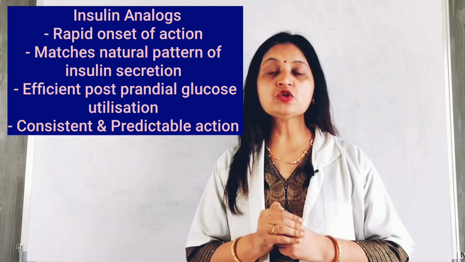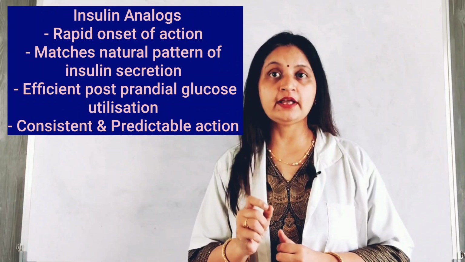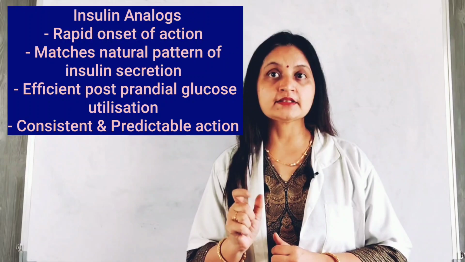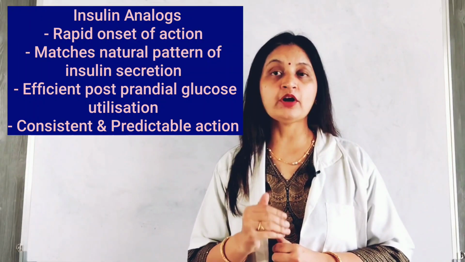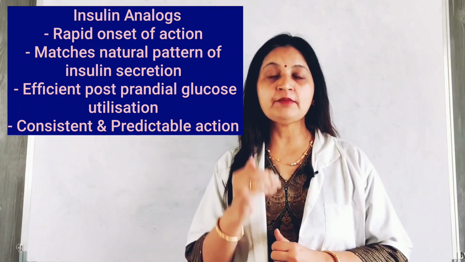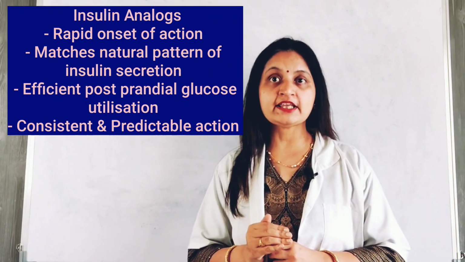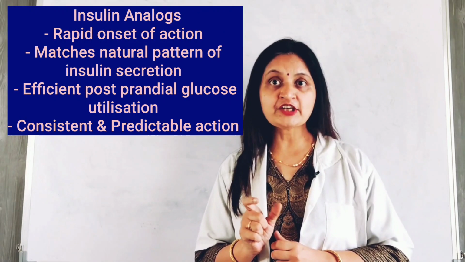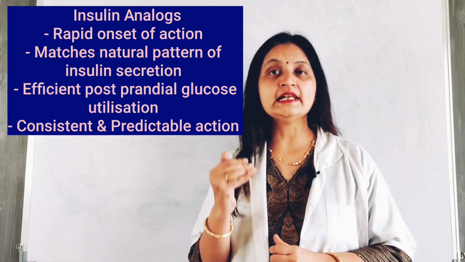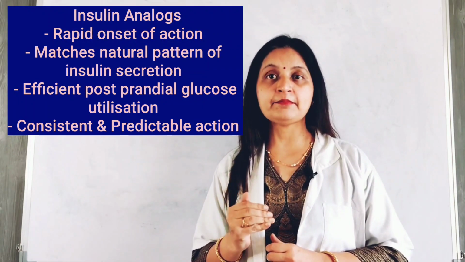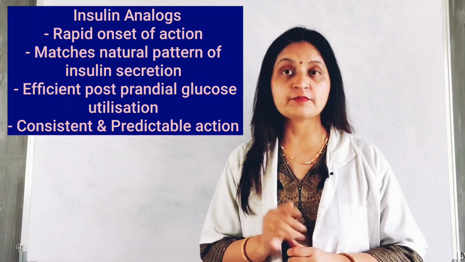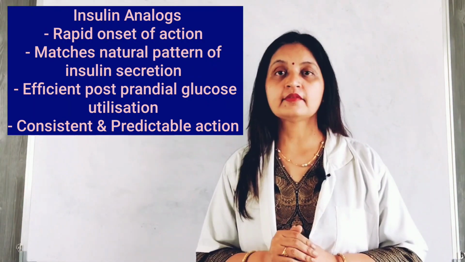The reasons being, insulin analogs are rapid acting insulins. Given at meals, the onset of action is less than 15 minutes. So it closely matches the body's natural pattern of insulin secretion. It provides more efficient postprandial blood glucose utilization, and because the duration of action is short, it helps in reducing the risk of late postprandial hypoglycemia. So the risk of hypoglycemia is less with insulin analogs because the duration of action is short.